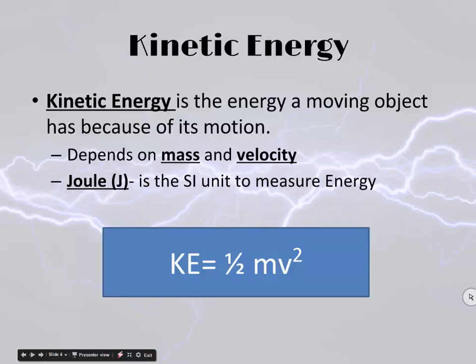KE stands for kinetic energy, and that equals 1/2. In your calculator, you could type it in as 0.5, times m. m is your mass, times your velocity squared. So we're only squaring the velocity. We're not squaring the m or the half. So it's 1/2 times m times your velocity squared. Just by looking at this equation, velocity actually is going to affect our kinetic energy more than our mass because we're squaring our velocity.